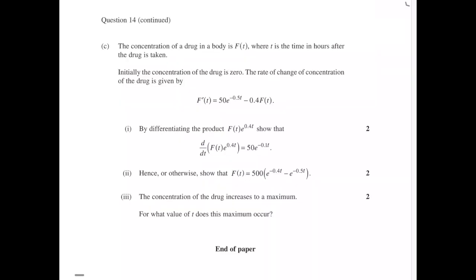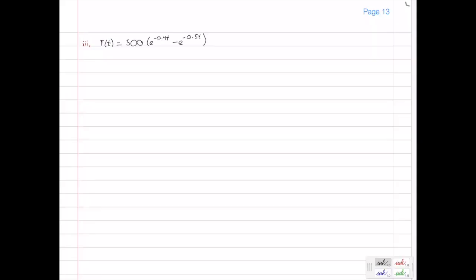Part 3 says, the concentration of the drug increases to a maximum. For what value of t does this maximum occur? Now, in part 2, we proved this expression for f of t, and we're trying to find a maximum. Okay, and a maximum, when does a maximum occur? A maximum or a minimum occurs when the first derivative is equal to 0. So that means f dash of t is equal to 0.